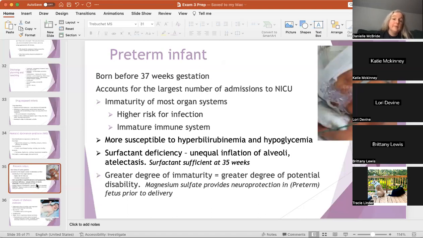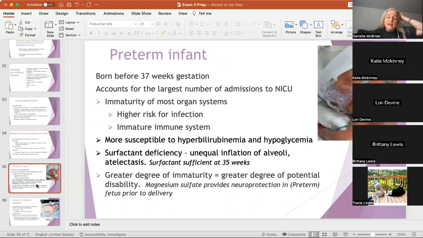True. Yep. Infection. Higher level of infection. Higher risk of a potential disability. Depending on how early, definitely. The younger they are gestationally, the more that can be affected. So also higher risk of hyperbilirubinemia, higher risk of hypoglycemia.